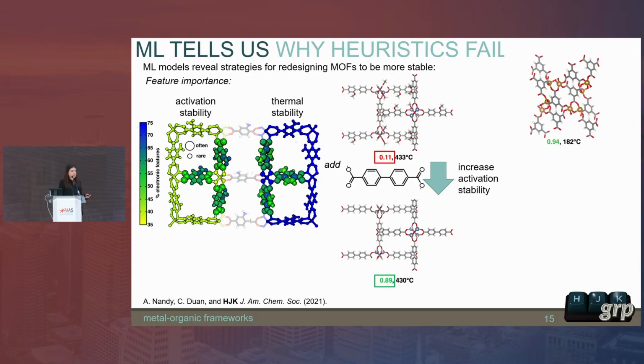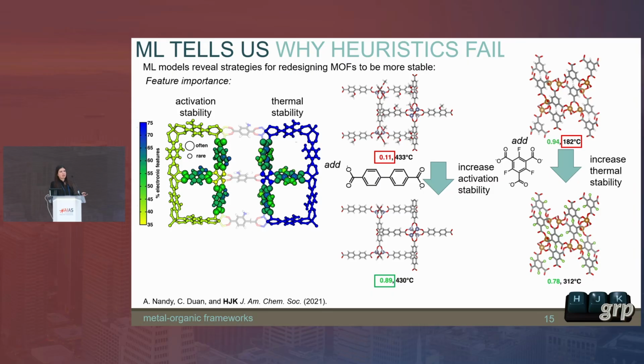In particular, this MOF here, it's a copper MOF, and it has a thermal stability of 182 C. The average in the set that we collected was about 360 C, so this is a really low stability MOF. And so what our model does is identify that it's important to add electron withdrawing groups to the linker, and that'll strengthen the metal linker bond. And indeed, doing that allows us to raise the thermal stability of the MOF by around 130 C.